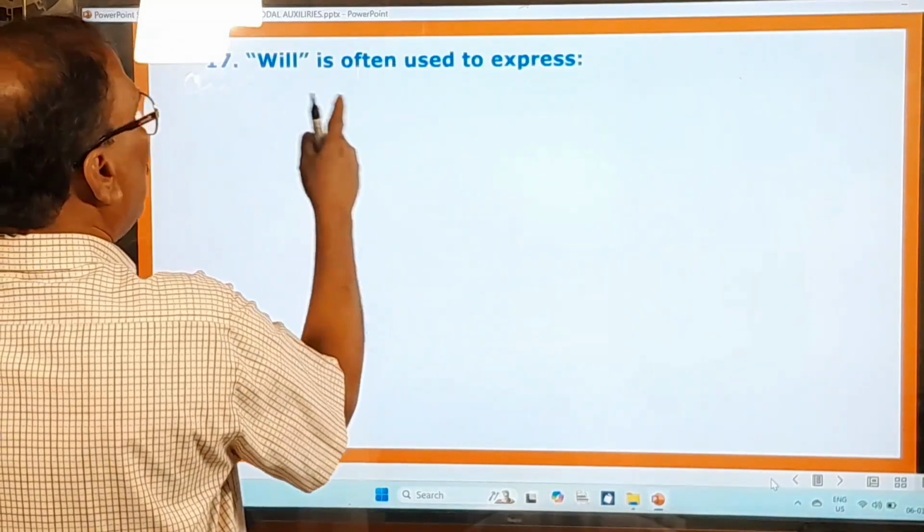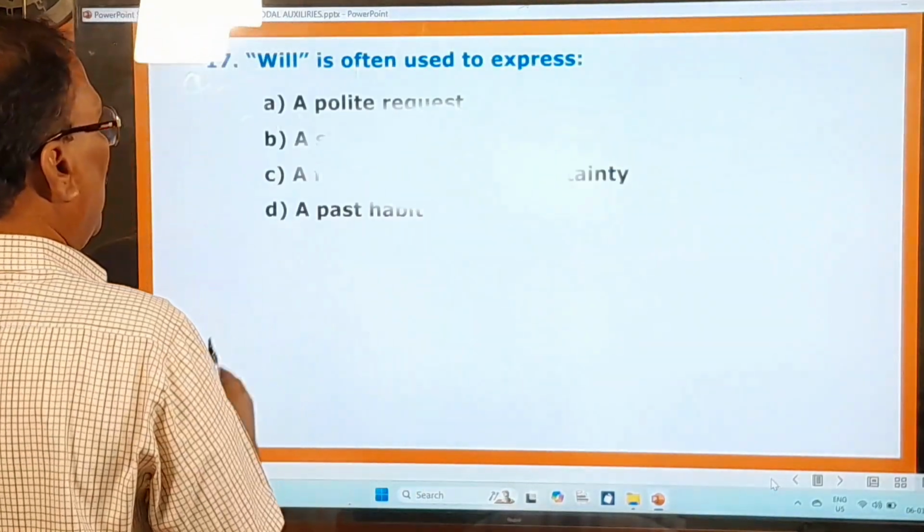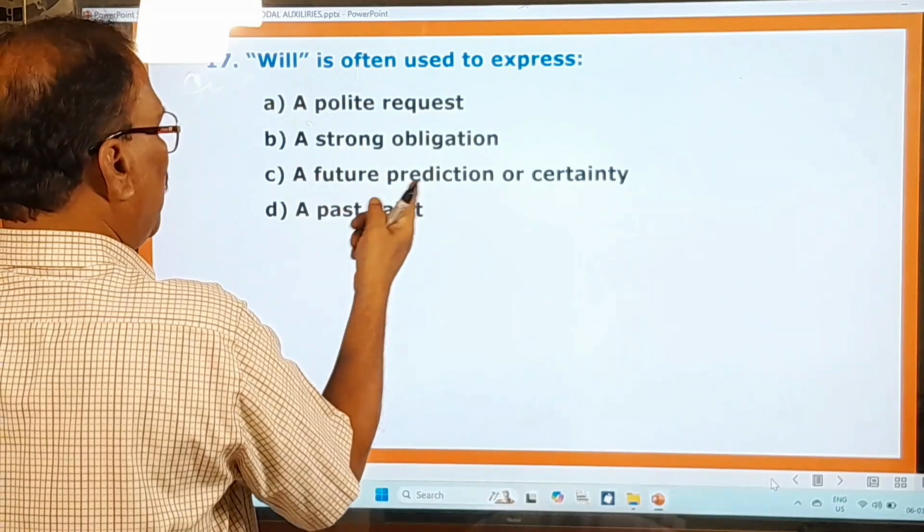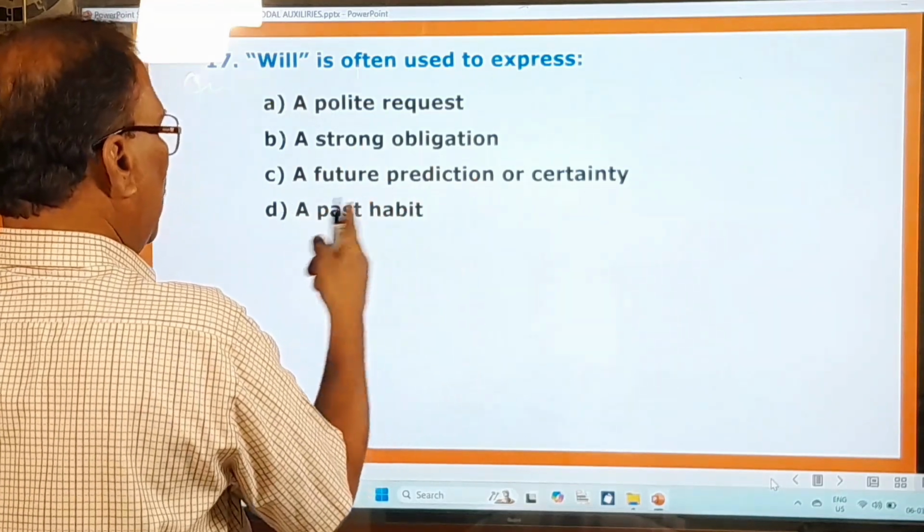17th question. Will is often used to express what? A polite request, a strong obligation, a future prediction or certainty, a past habit.